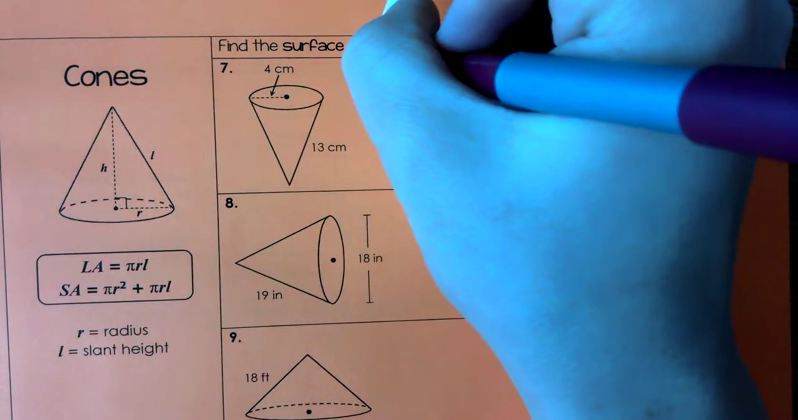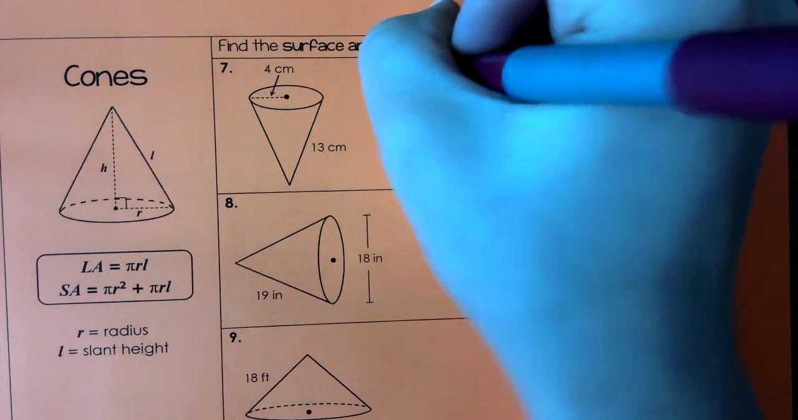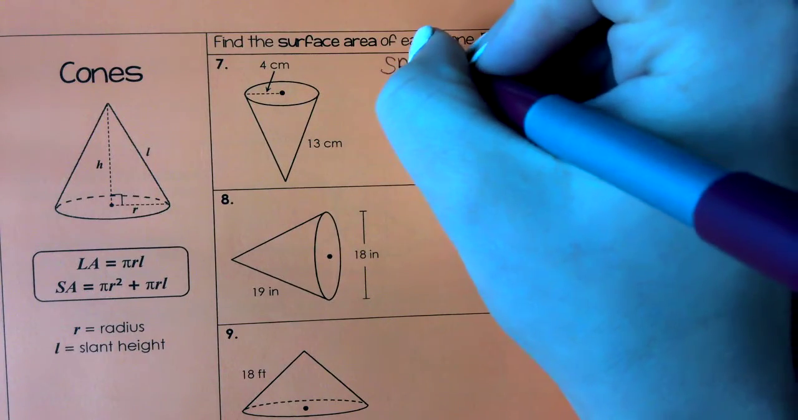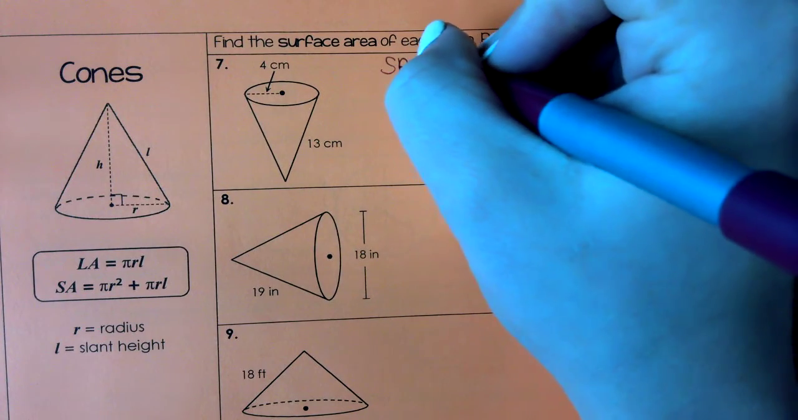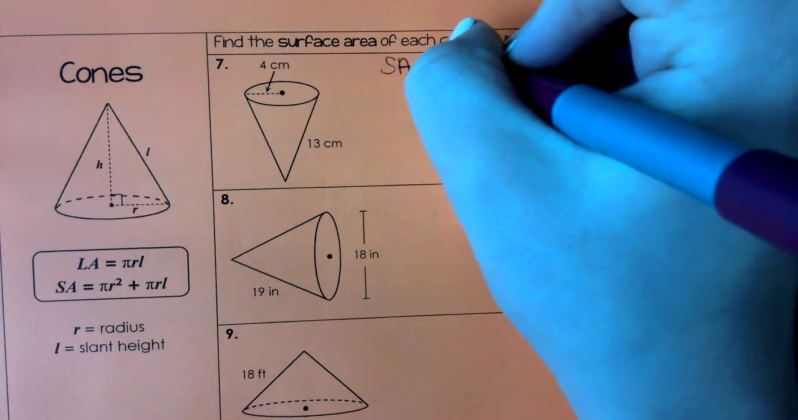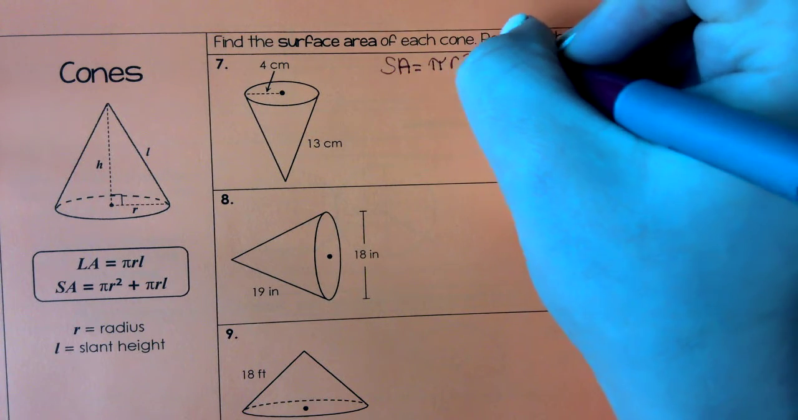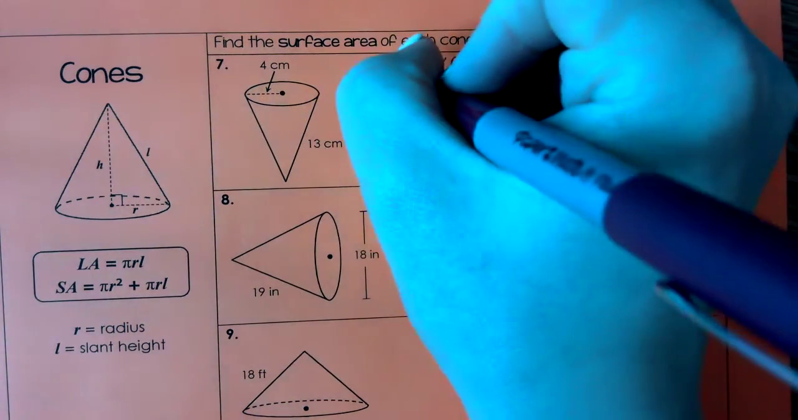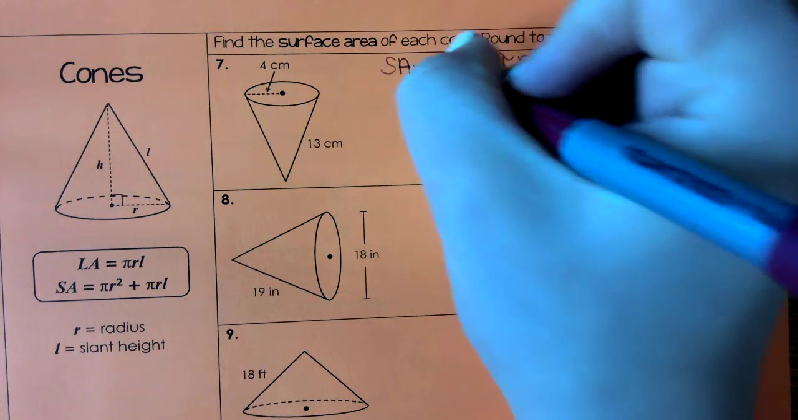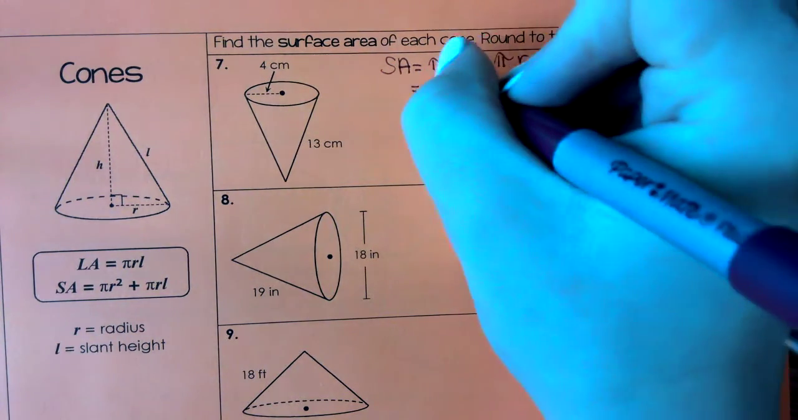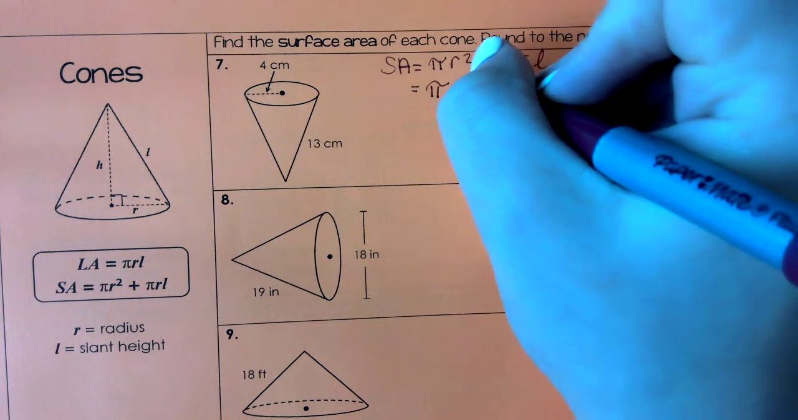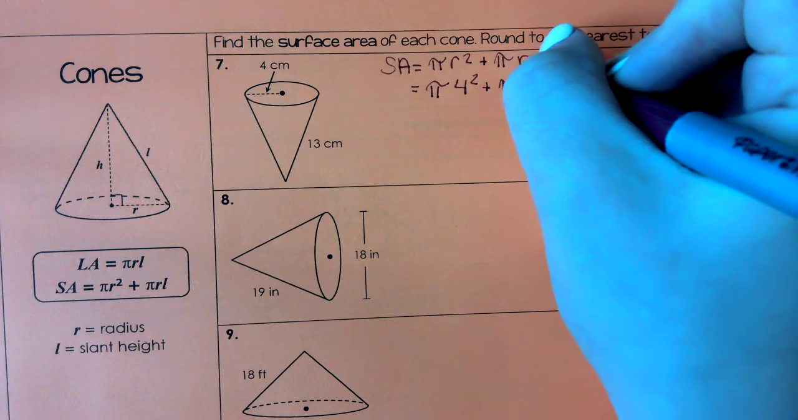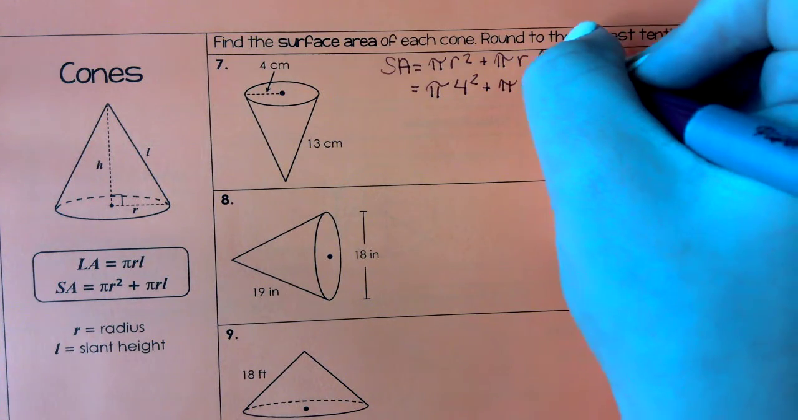So with this one, I'm just going to go right ahead. Since we're just working with pi and our radius and our slant height, I'm going to write our formula of pi r squared plus pi r l. And I'm going to plug in what we know. Well, pi, what's our radius? 4 centimeters. So I'm going to take pi times 4 squared plus pi times, we said our radius was 4, and then what's my slant height? 13.